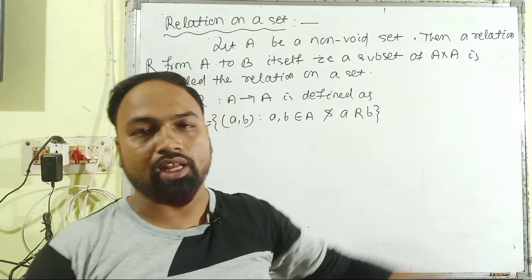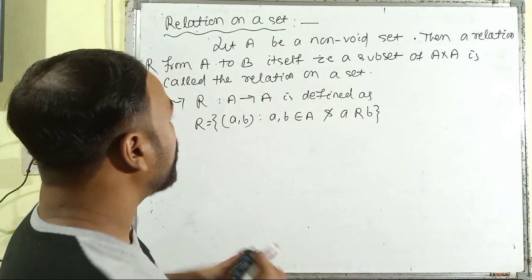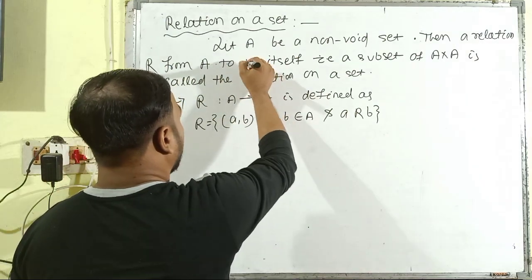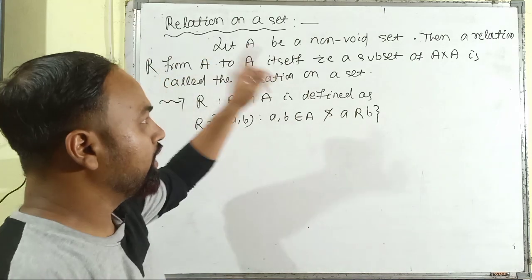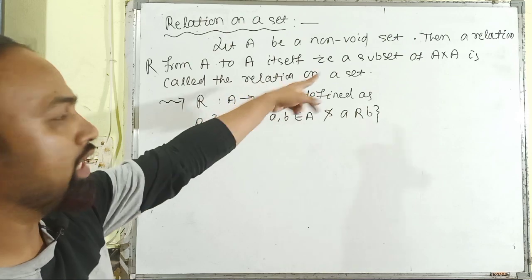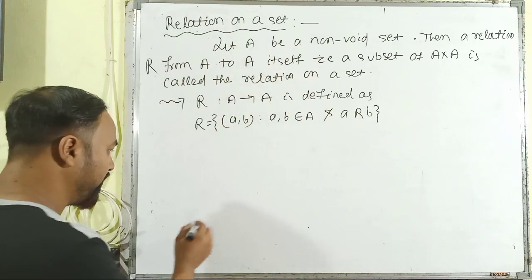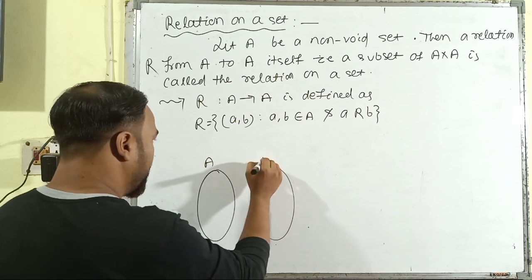There does not exist any second set B. Then the relation R from A to A itself, that is a subset of A cross A, is called the relation on a set. Before going to this topic, let us remind you what we have already studied.